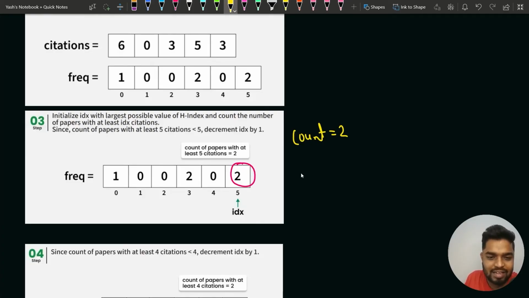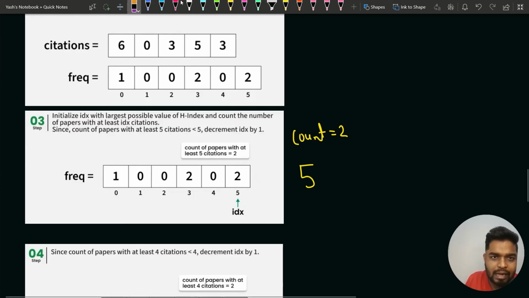Correct. So as of now, if I see this particular index, the issue is that I want the citation 5. So are there 5 papers which have been cited at least 5 times? No. So that is why this index is not getting satisfied here. Why? Because my count is 2. Since my count is 2 only, there are only 2 papers which have been cited 5 or more times. But I wanted at least 5 papers since I'm at the index 5. I would have liked that there are 5 papers which have been cited 5 or more times, but that is not the case. So this index will not be my answer.